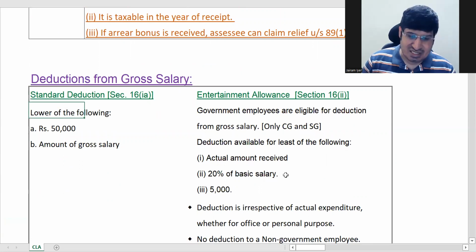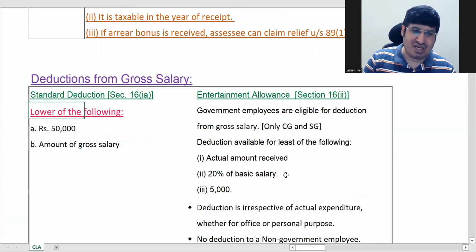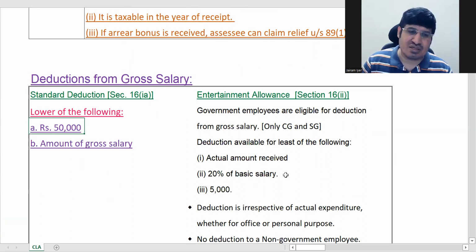First is your standard deduction, lower of the following: 50,000, amount of gross salary. So basically, what it means is up to 50,000 you will get deduction. Okay, up to 50,000. If your gross salary is above 50,000, you will get 50,000 deduction. If your gross salary itself is 35,000, you will get 35,000. Okay, so this means that up to 50,000 you have standard deduction, all employees. Okay, so this is one.